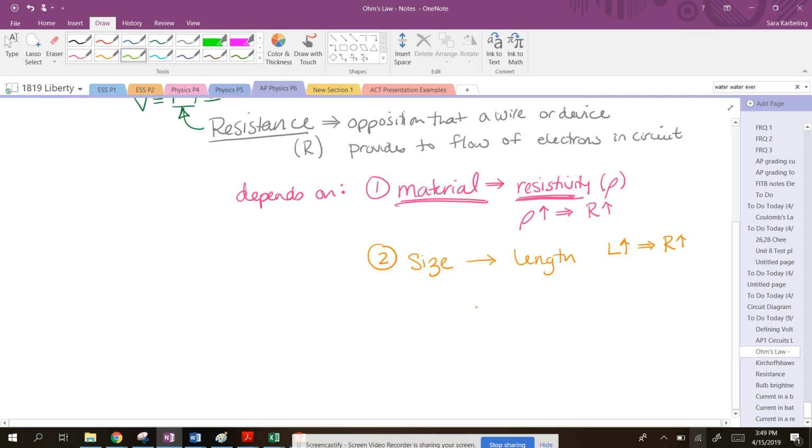And then the third thing, also related to size, is the cross-sectional area.